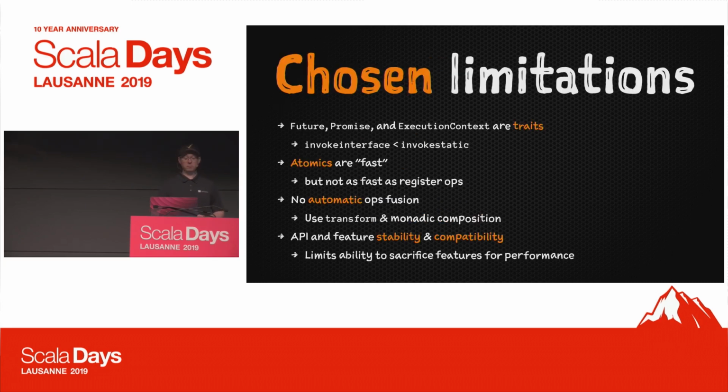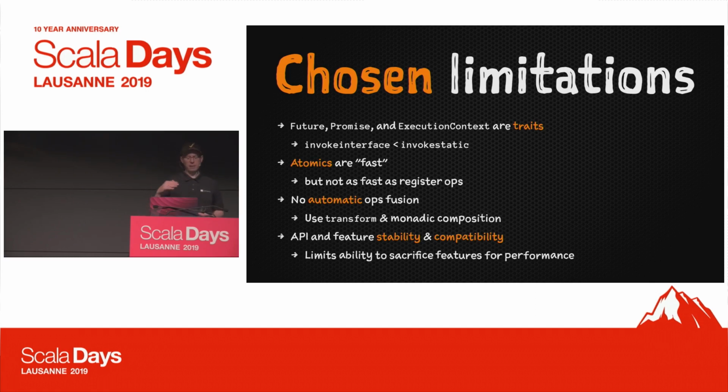And, of course, we have some limitations that we've chosen ourselves. Future, Promise and ExecutionContext are traits. So they're interfaces. We allow you to implement your own. We allow there to be multiple implementations. And invokeinterface is always going to be slower than invokestatic. So that's a chosen limitation of performance that we've chosen from the outset. And also, our use of atomics for doing the safe memory management, they're not as fast as register type. So if Future didn't need to deal with concurrency, then it could be much faster. But clearly, it wouldn't be a Future. It would just be something else, like a var. That wouldn't be super useful.